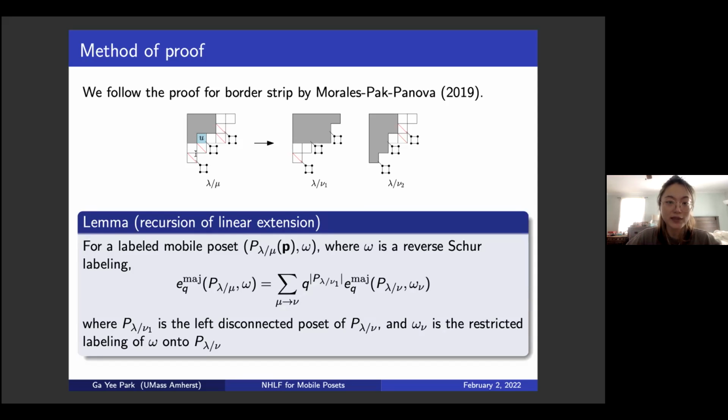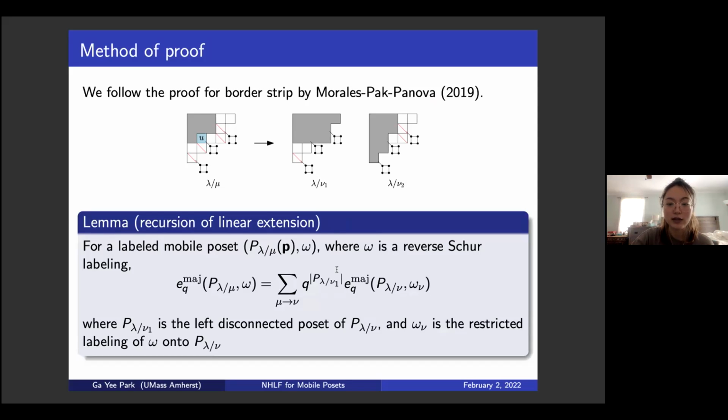So basically, given the skew shape, there are these inner corners that can be seen as a maximal element of these posets. So how we can build these linear extensions is take out one of the maximal elements, which is U here, and then we would have two disconnected posets, figure out the linear extensions, and then just attach this maximal element at the end. And that's how we are building all these linear extensions. So we have a recurrence happening.